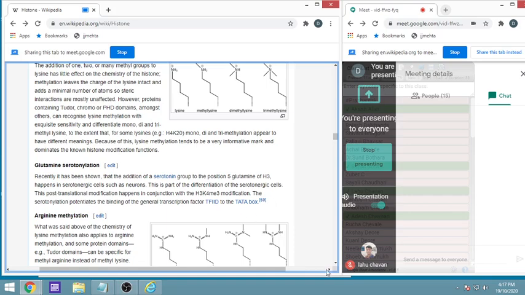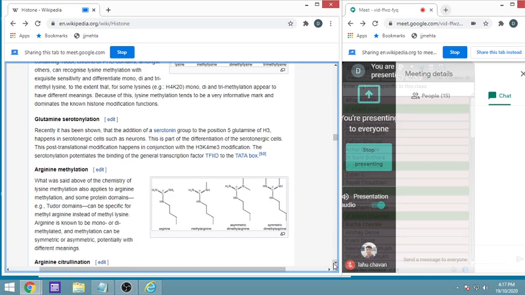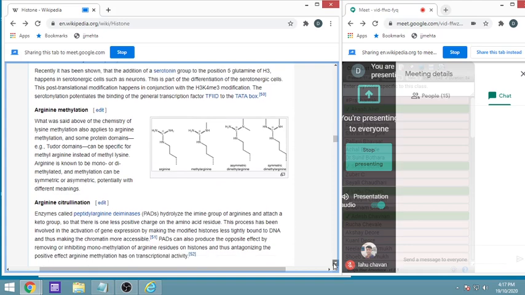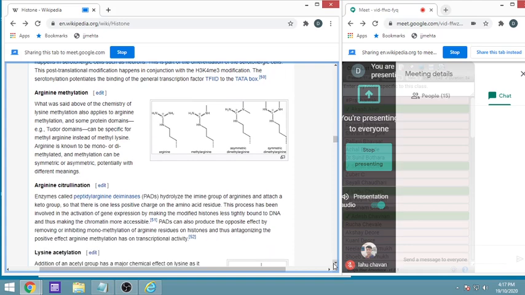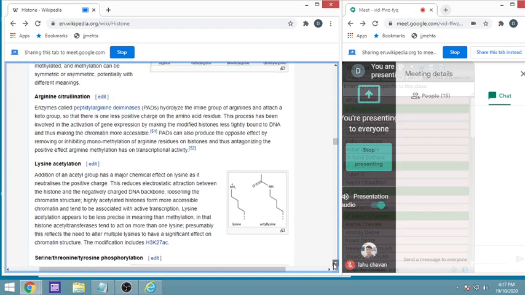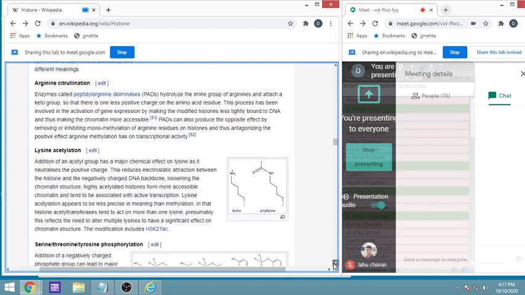These are various transcription factors. So because of that, it is becoming fast. Okay. So then arginine methylation is another activity. Then arginine citrullination. So at the arginine group, citrulline is attached. Lysine acetylation. So on the lysine again an acetyl group is attached.